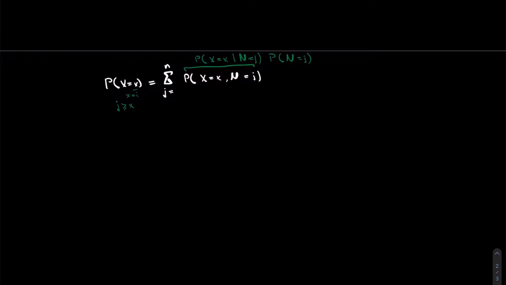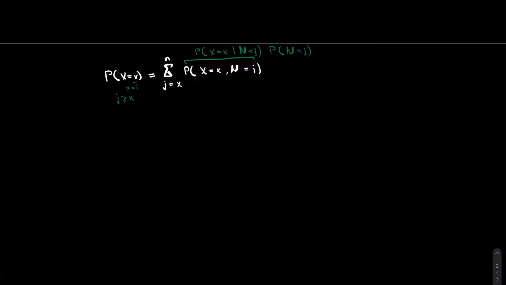But I'm just going to keep x for now to simplify things. In terms of notation, i and j are going to be a little close to each other visually. So let's keep that and write out now what we know. So we have the sum over j equal x up to n.